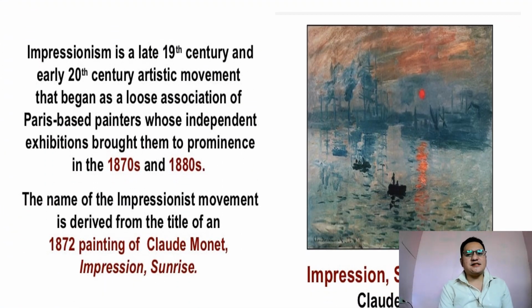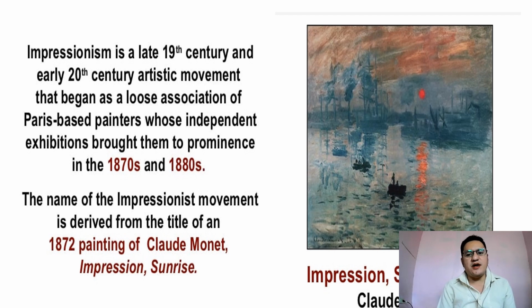Next, let us now define the first music style in the 20th century, which is the Impressionism. When we speak about Impressionism, it is a late 19th century and early 20th century, meaning to say it is in between the two centuries. It is an artistic movement that began as a loose association of Paris-based painters whose independent exhibitions brought them to prominence in the 1870s and 1880s.